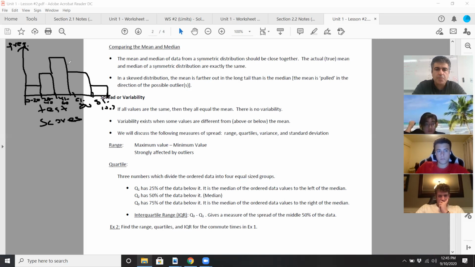So you see that if I were to slice this in half, the left side would be a mirror image of the right side. We also just like to say it has a nice bell-shaped curve. And we see that it's equal on each side of the middle. So that's what's meant by a symmetric distribution.